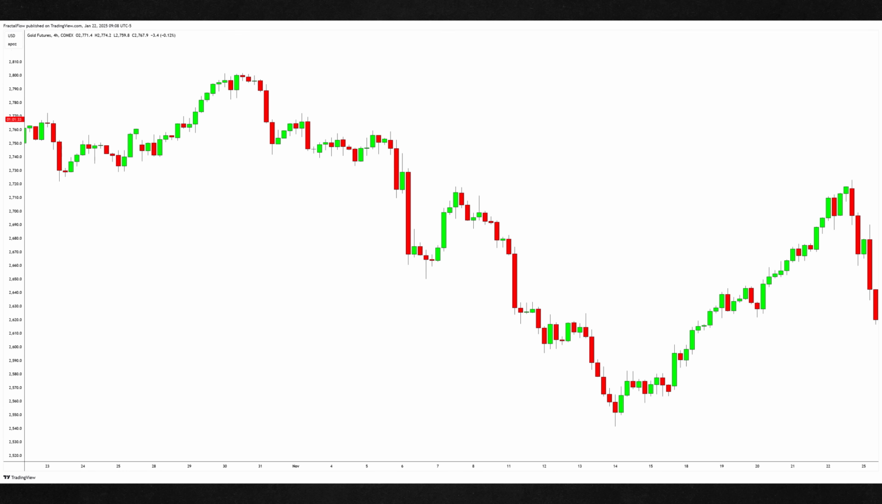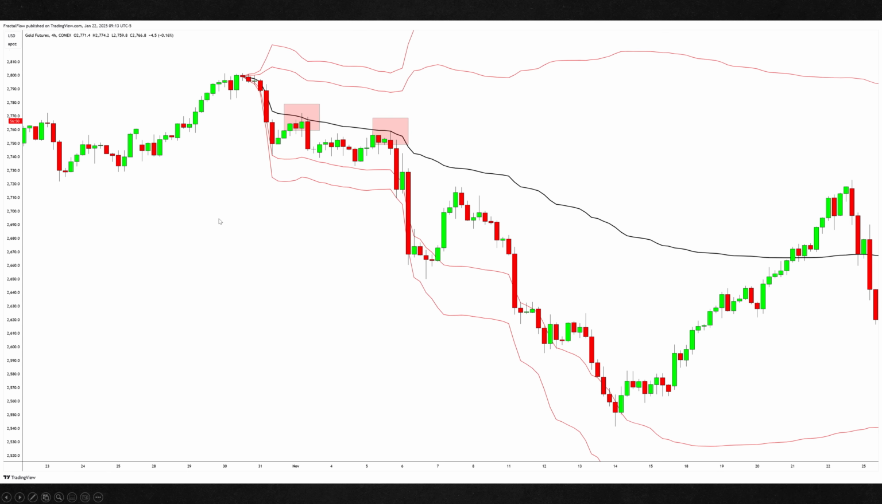In this gold futures chart, we can see a downtrend. If we plot the anchored VWAP on the highest high, the benefit of this tool becomes immediately obvious. The main VWAP line in black is capable of catching the first two retracements, leading to potential short trade opportunities, as it is highlighted in the red areas.